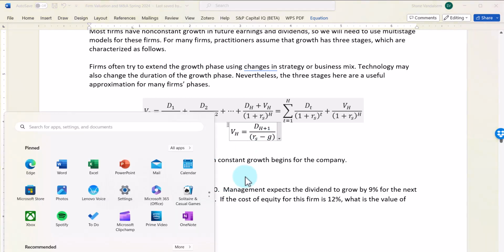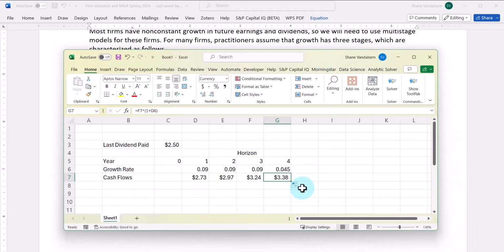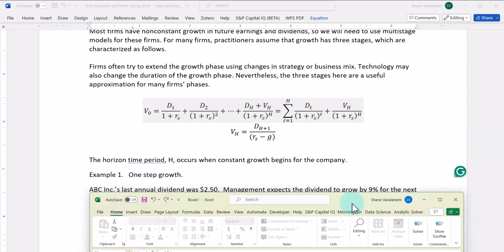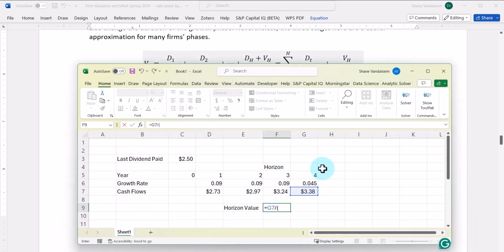Okay, so I'm going to go back out here to the spreadsheet. My horizon value is equal to the dividend at time 4, so that's 3.38, divided by the required rate of return. The required rate of return for this stock, according to the problem, is 12%. So I'll put 0.12 minus the constant growth rate of 4.5%.